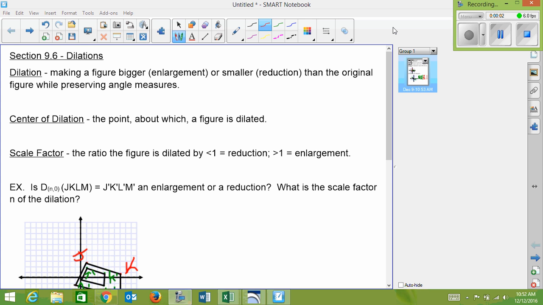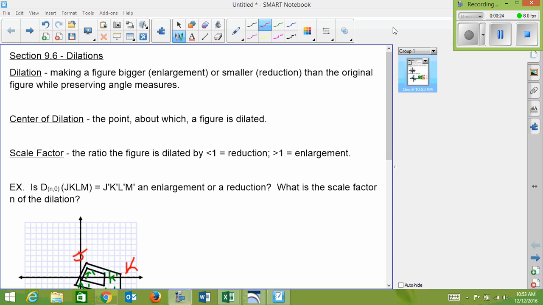Hello and welcome to section 9.6, which covers dilations. So dilation is making a figure bigger, which is called an enlargement, or making it smaller, which is a reduction, than the original figure while preserving the angle measurements. So the angles all still have to stay the same. You can't change the angles, otherwise you're changing the whole shape of the figure.